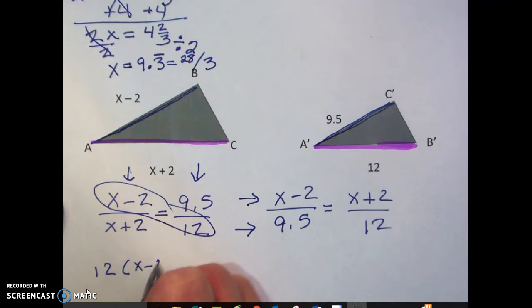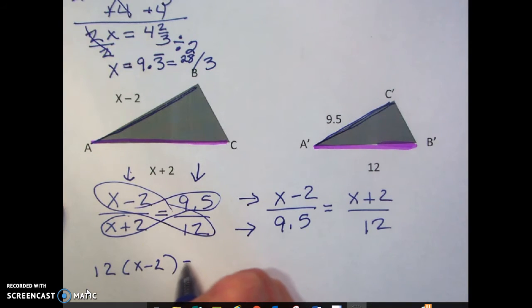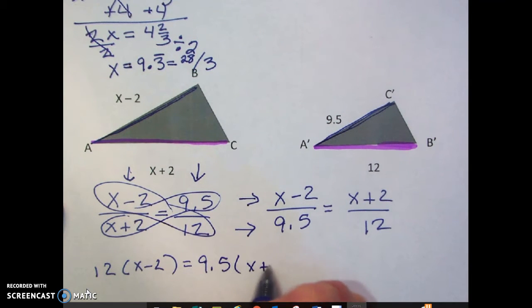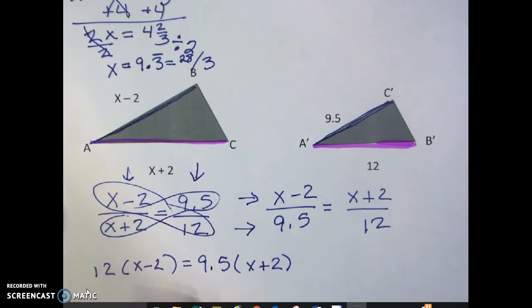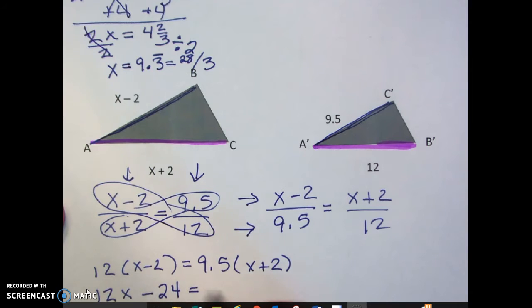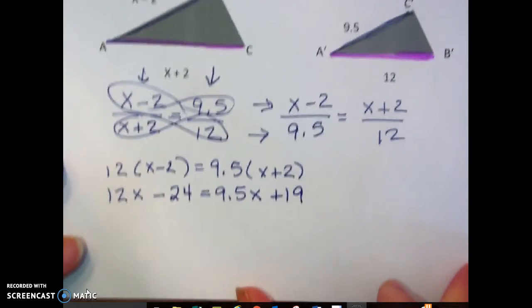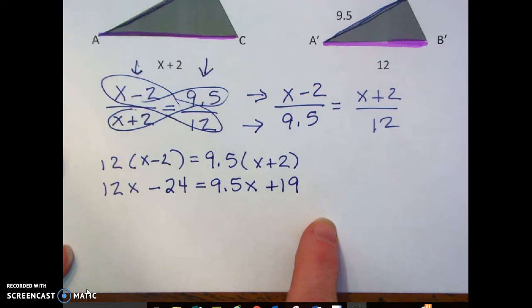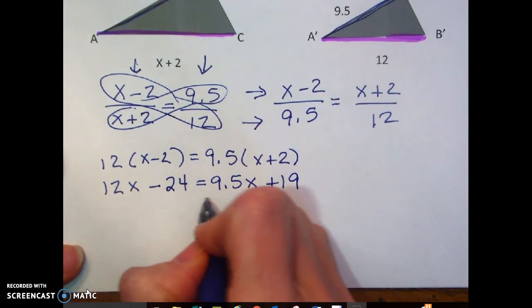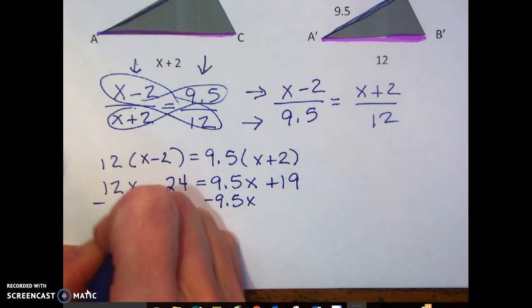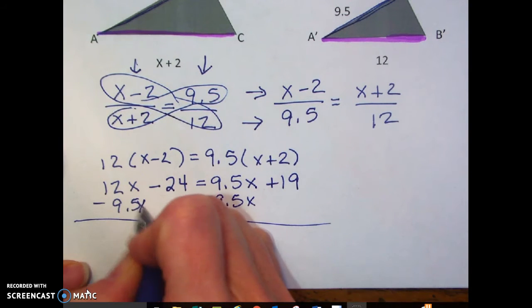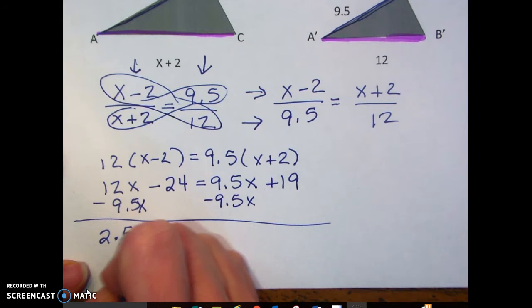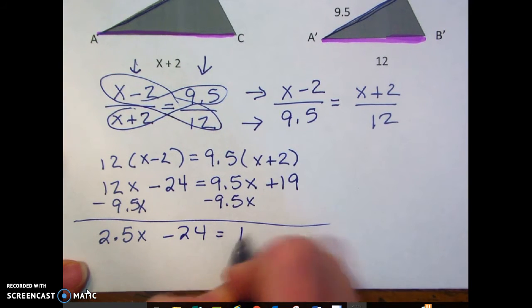12 parenthesis x minus 2 and 9.5 parenthesis x plus 2. So we do the distribution, 12x minus 24 and 9.5x plus 19. We don't have like terms on the left to add, we don't have like terms on the right to add, so now we can get rid of one of these x's. So I'll subtract the 9.5x, and that'll leave me with 2.5x minus 24 equals 19.